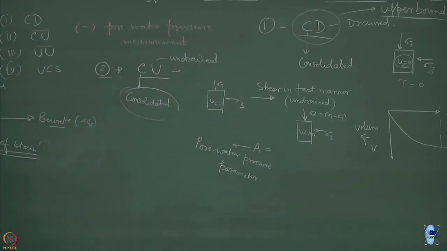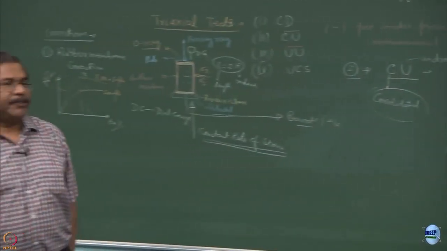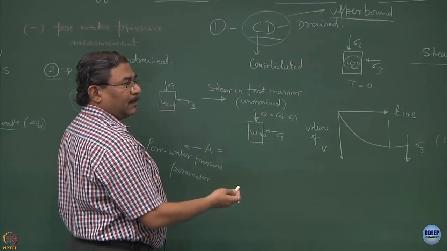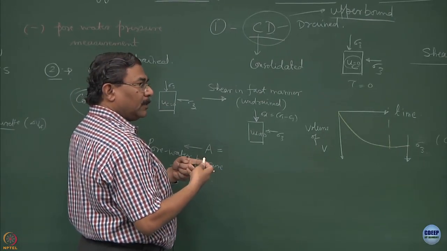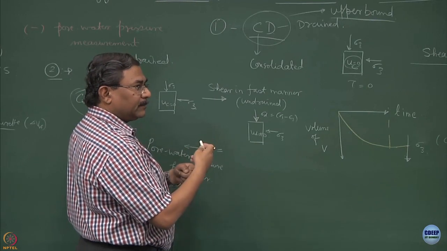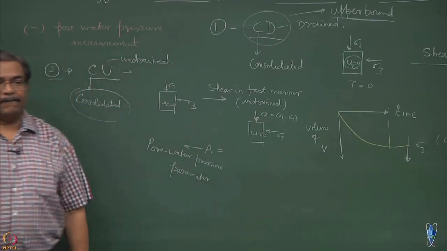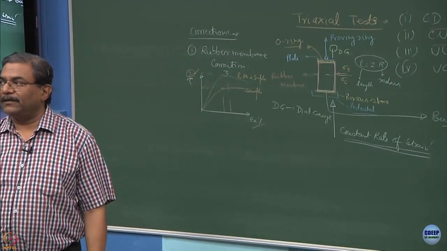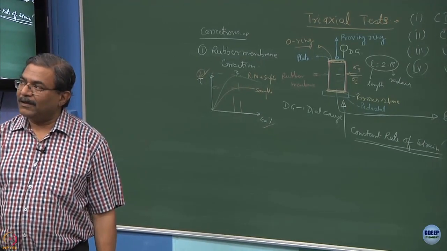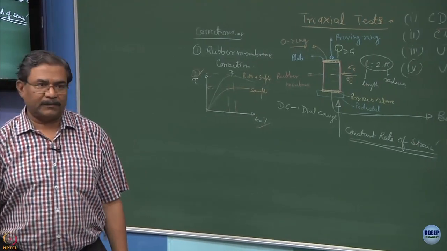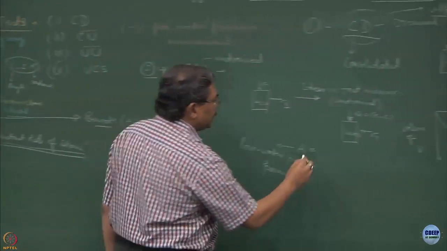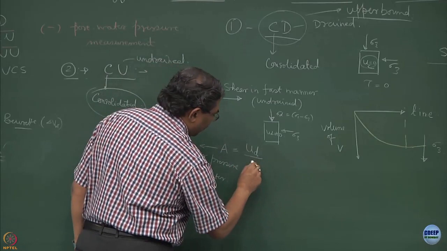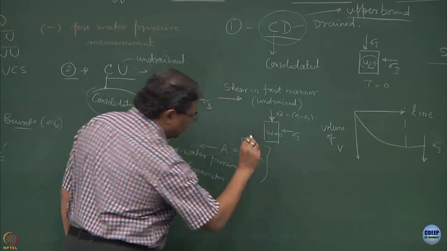So the first time I am introducing a term, the A parameter, which is a sort of efficiency parameter. What is the efficiency, and of what? The efficiency is how much cause and effect has been created. So what is the cause? Shearing, clear? And what is the effect? The pore water pressure. So that means how much pore water pressure gets developed for a given sigma 3.